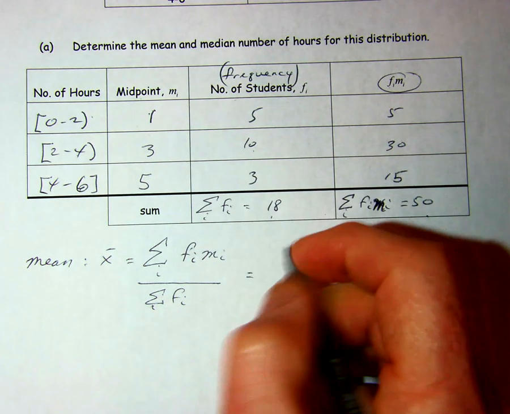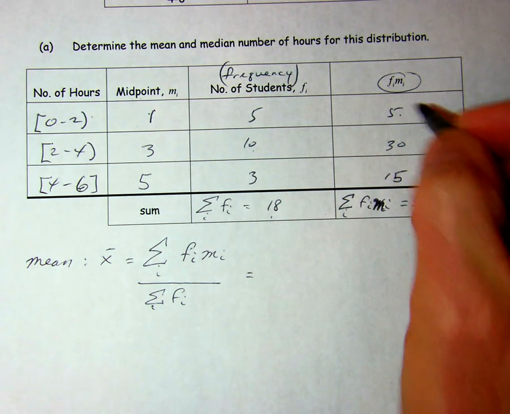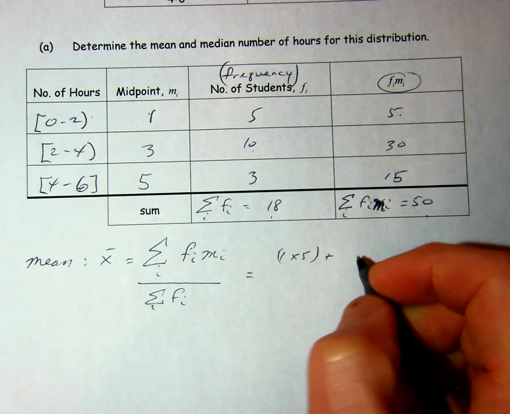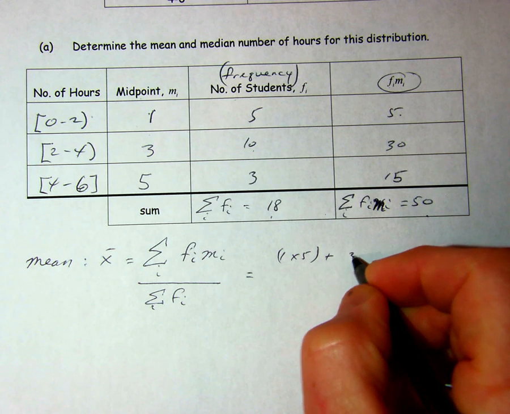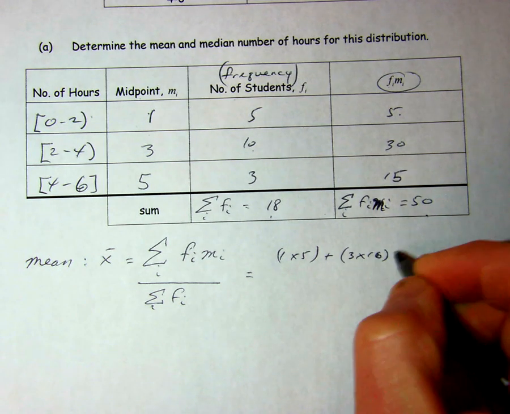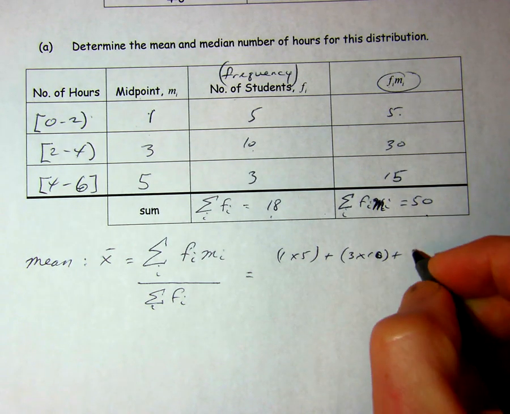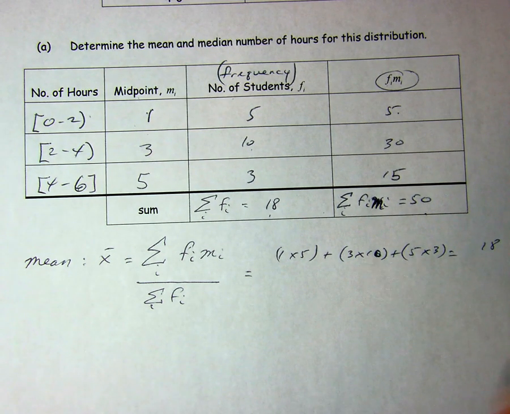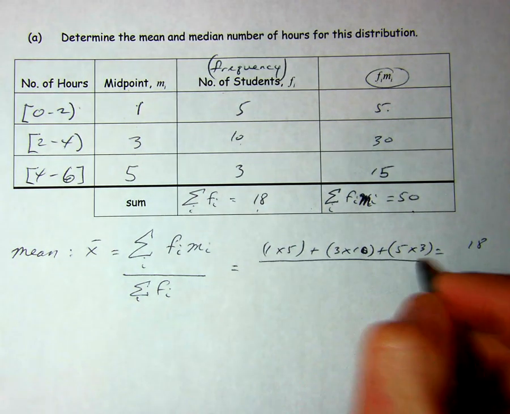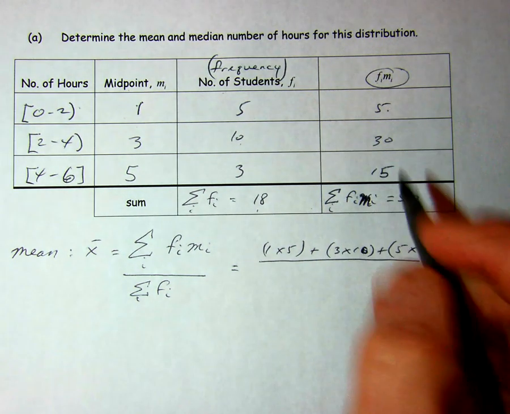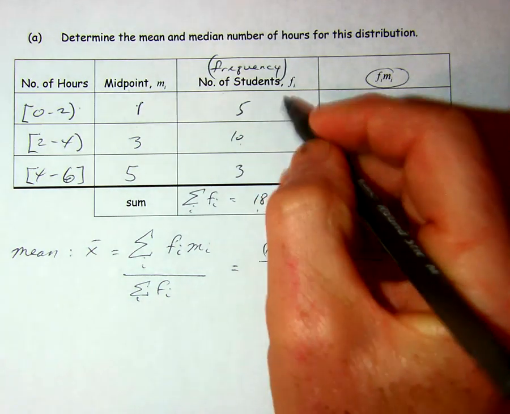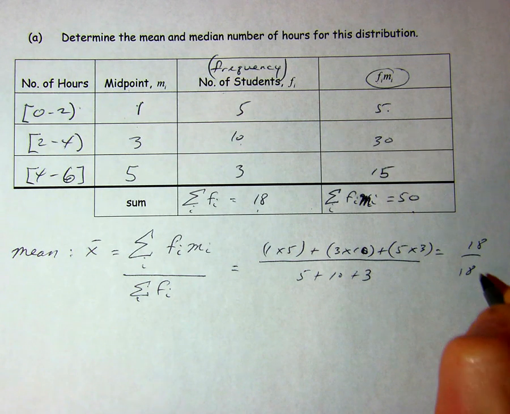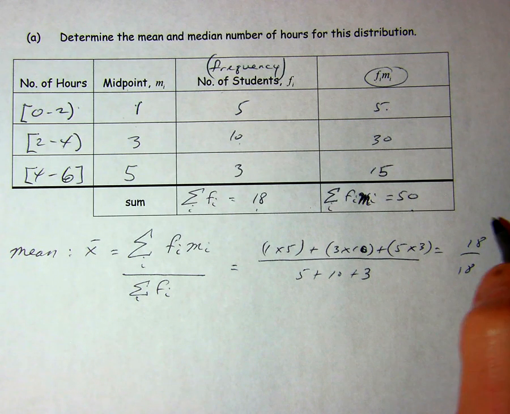Where did these things come from? This number was 1 times 5. We're adding another number, 3 times 10. And then we're adding 5 times 3. That's how we got to 50. And on the bottom, we just added the frequencies together, so that would be 5 plus 10 plus 3. That equals 18. Oh, sorry, I messed something up. This is 50. This is 50.